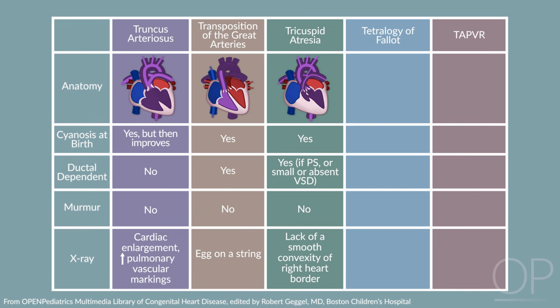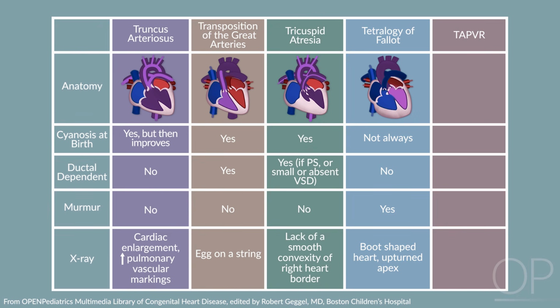Tetralogy of Fallot is defined by pulmonary artery stenosis, ventricular septal defect, overriding aorta, and right ventricular hypertrophy. It does not always present with cyanosis at birth, it is not ductal dependent, and is characterized by a single second heart sound with a crescendo-decrescendo murmur along the left mid to upper sternal border. Classic chest X-ray shows a boot-shaped heart.